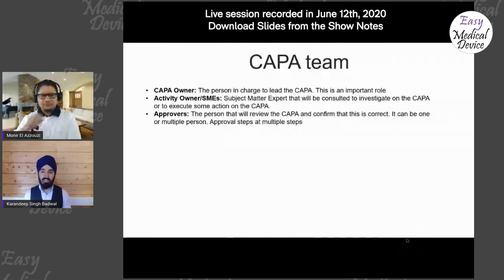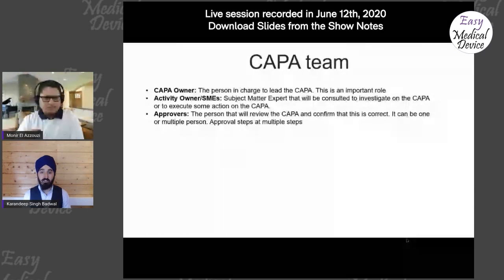Yes, so following that, we have the approvers. These are the people that review the CAPA and confirm that this is correct. Again, the quality person will be there, but you'll also have members of management involved in this process as well. It could be one person, it could be multiple people. In many cases, it's multiple people.